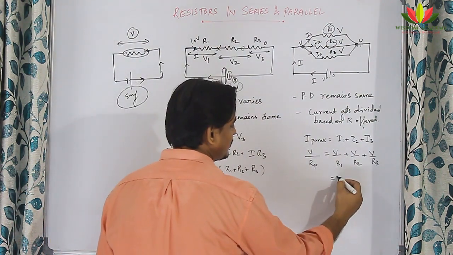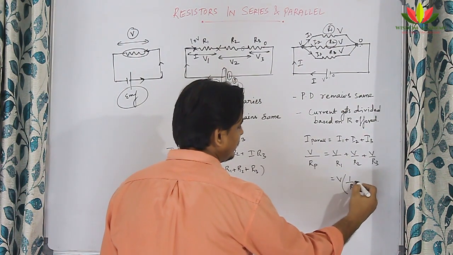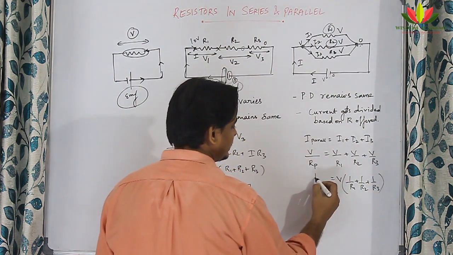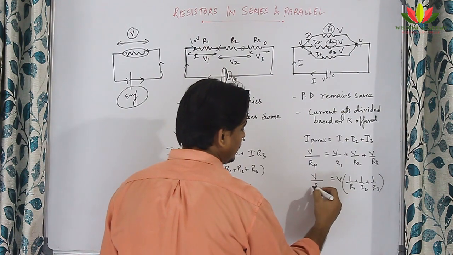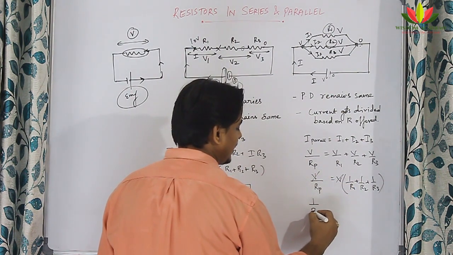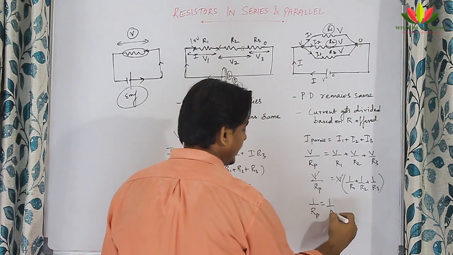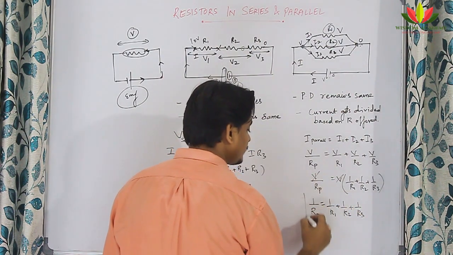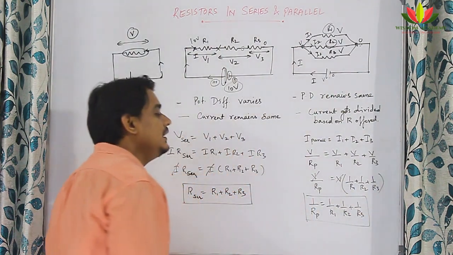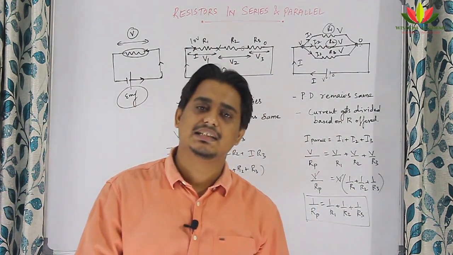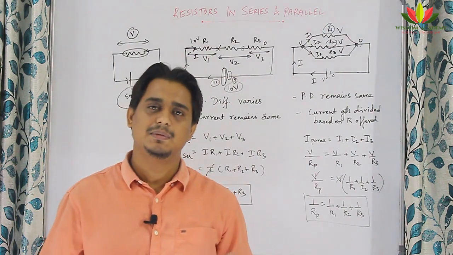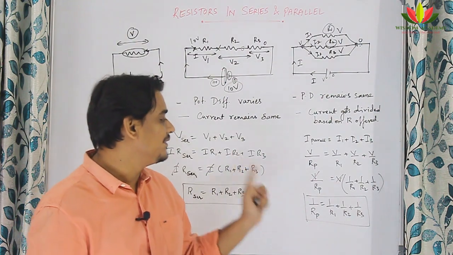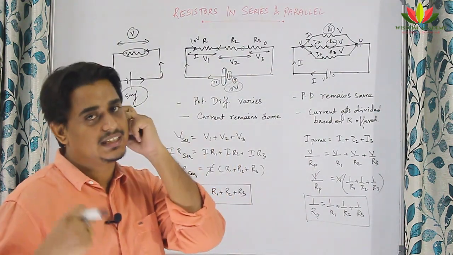If you take V common outside, it becomes 1 by R1 plus 1 by R2 plus 1 by R3. And this is V by R parallel. The Vs get cancelled and finally I get 1 by R parallel is equal to 1 by R1 plus 1 by R2 plus 1 by R3. So we understood that if resistances are in series, they will be directly added up, and if resistances are in parallel connection, then they will be added up with their reciprocals.